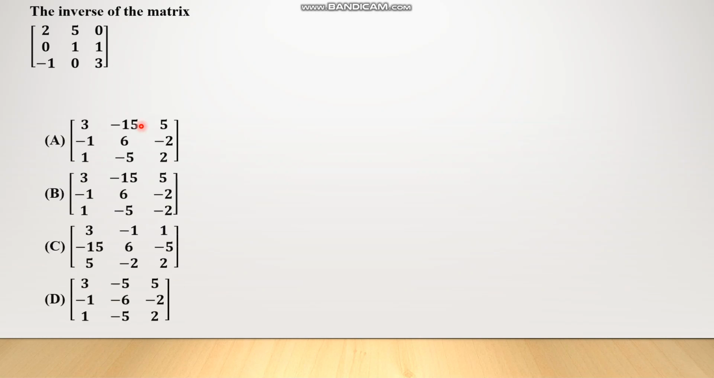Four options are given. Now, as we know, the inverse of a matrix is given by the formula A inverse is equal to 1 by determinant of A into adjoint of A. So first we have to find the determinant of A, and if I expand it along the first row, that will be 2 into 3 minus 0, minus 5 into 0 plus 1. So when you simplify it, you get the answer as 1.